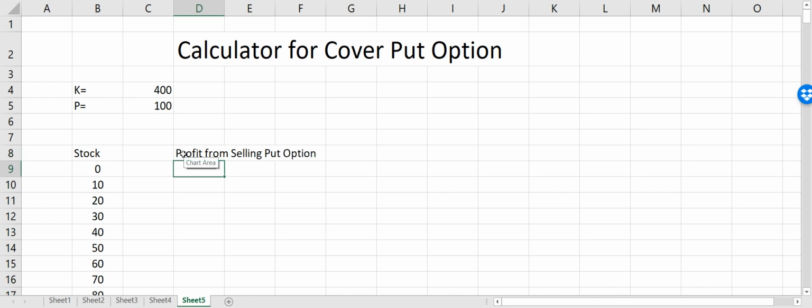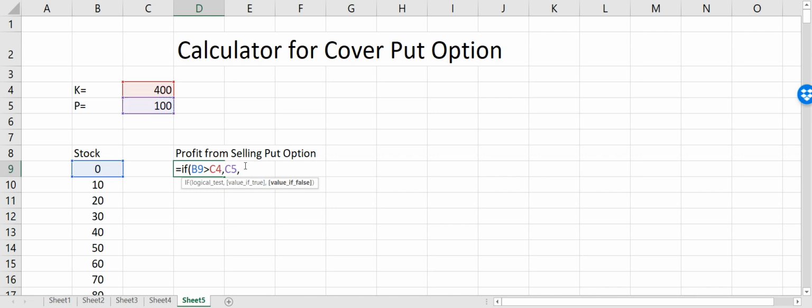Now profit from selling the put option will depend upon the strike price and the stock price itself. So therefore we have to put an if command, and we are doing a logical test. The logical test is if the stock price is greater than the strike price. So what will happen? Because we are selling a put option, if the stock price is more than the strike price, then we will actually make money, and that money will be equal to the premium that we got from selling that put option. So that will be equal to the premium.